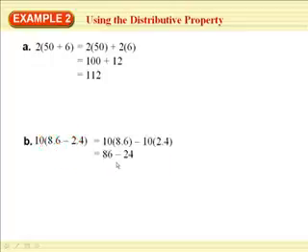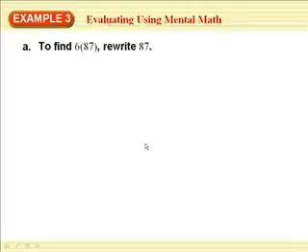They're showing that. And that right there is just a shortcut, right? You want to look for things that make your life easier when multiplying, so you don't have to write so much stuff out. To find 6 times 87, rewrite 87. It says evaluating using mental math. One way to think of 87 is to break it down.